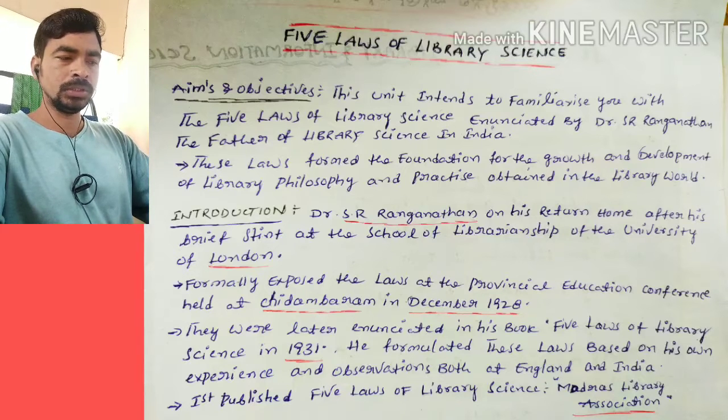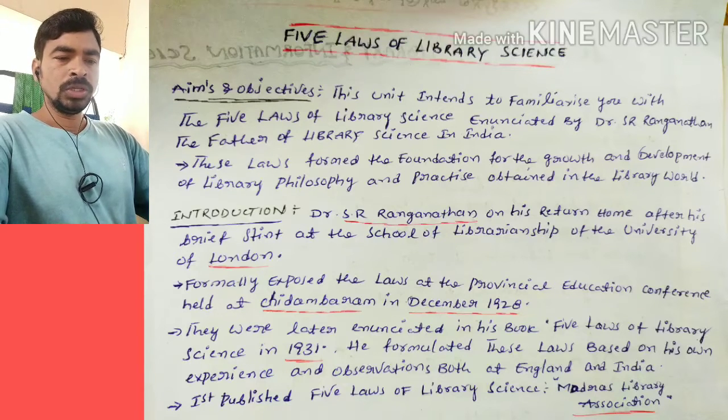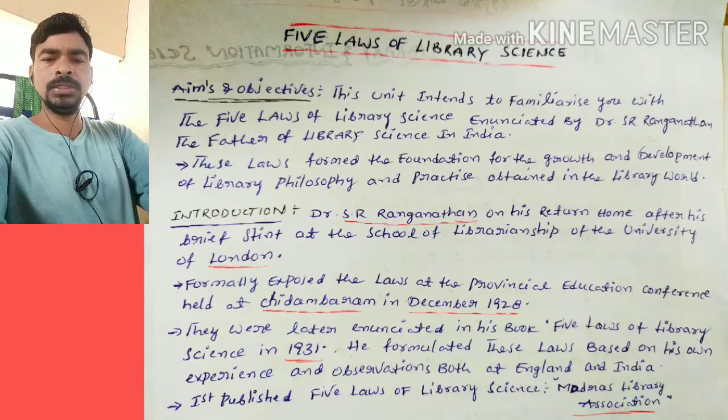Here it is very important: they were later enunciated in his book 5 Laws of Library Science in 1931. He formulated these laws based on his own experience and observation both in England and India. The 5 Laws of Library Science was first published by the Madras Library Association.